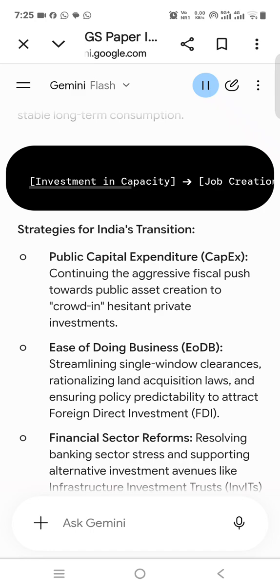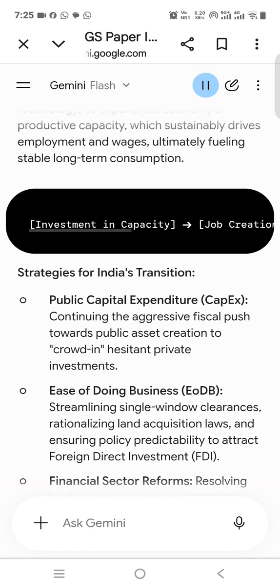Section B, Analytical and Contemporary Application. Question 3. Investment in infrastructure is a prerequisite for rapid and inclusive economic growth. Evaluate the role of the National Infrastructure Pipeline, NIP, in this context. 15 marks, 250 words. Answer.